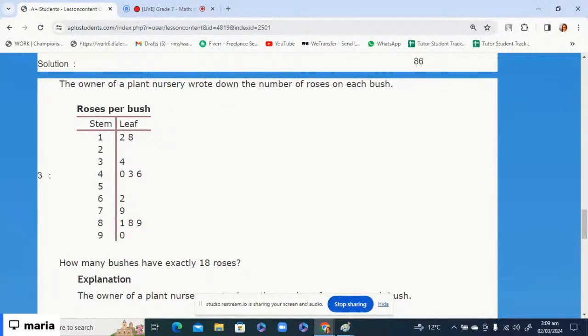So how many bushes have exactly 18 roses? So we just check it out. 18, that 1 represents the stem and 8 represents the leaf. So where is the 1 stem from the start and where is the 8 leaf from the start? That is 18. So there is only 1 bush that has exactly 18 roses.